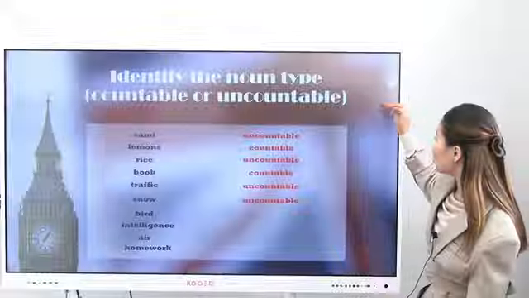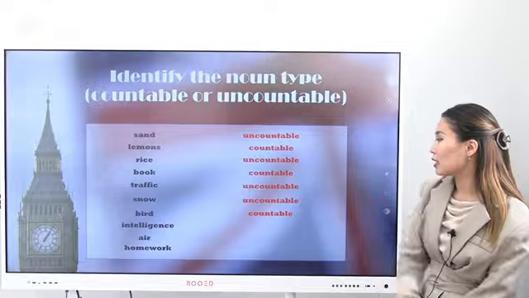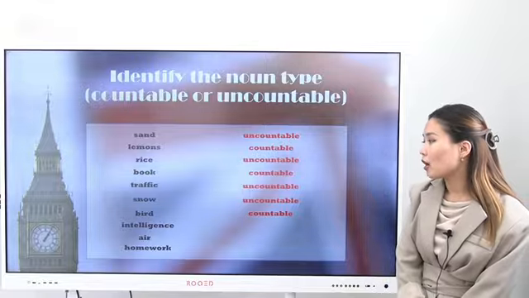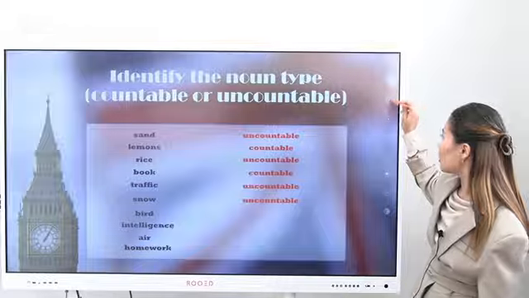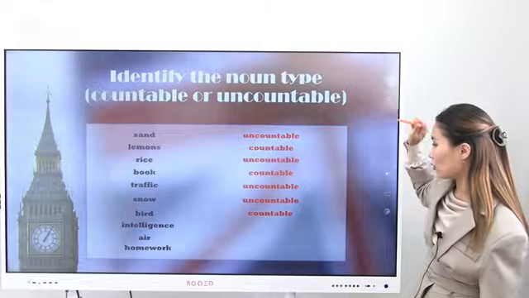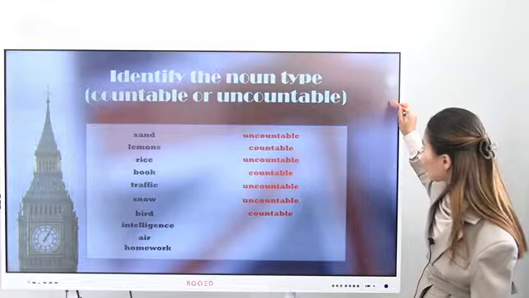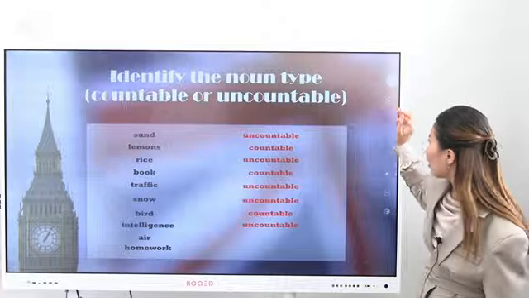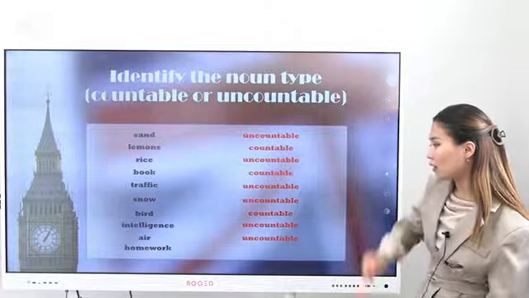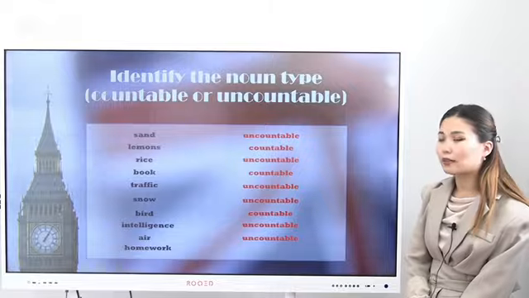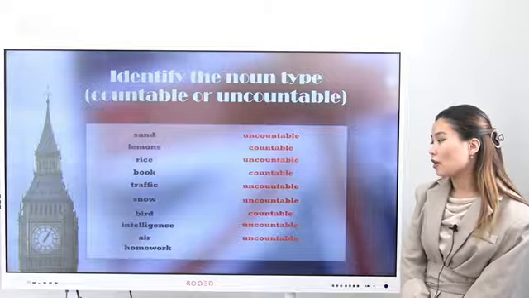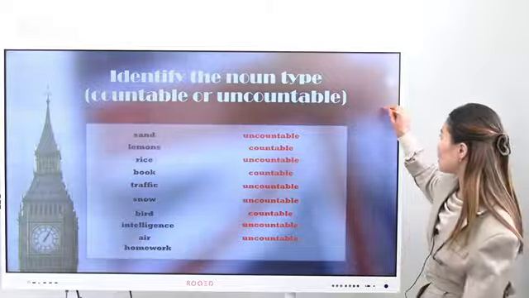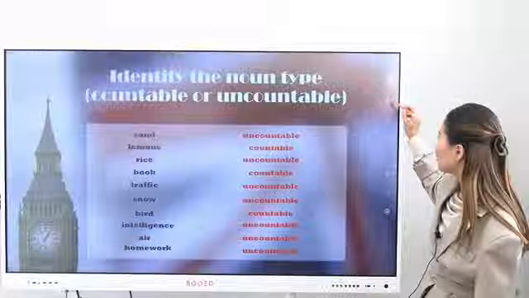Yes, the word bird is a countable noun. And intelligence. Yes, you are right. Intelligence is an uncountable noun. Next, air. Air is an uncountable noun. And the last word, homework. Yes, you are right. Homework is an uncountable noun.